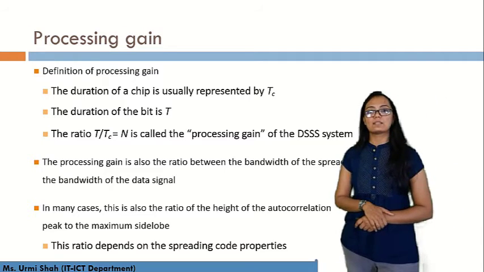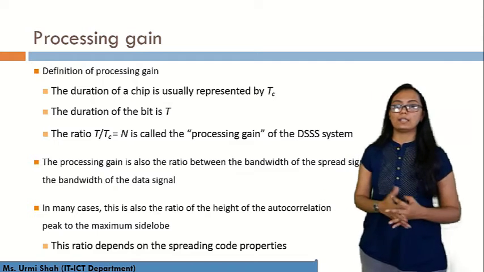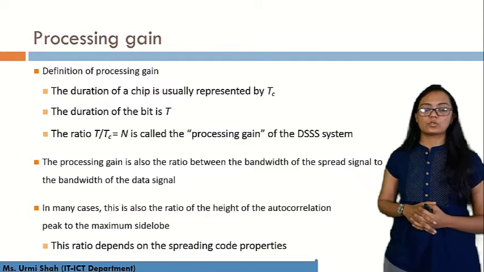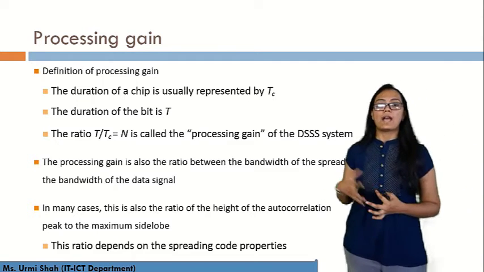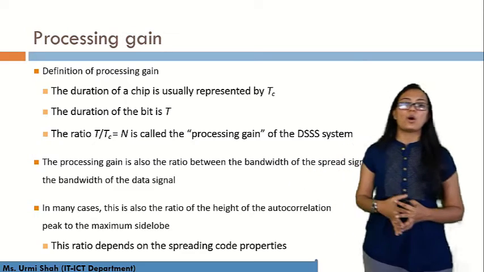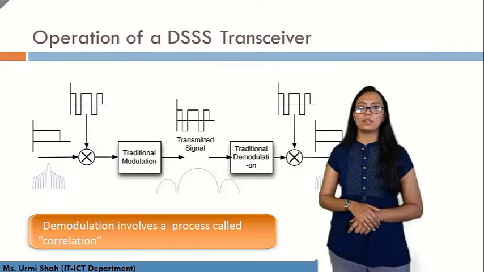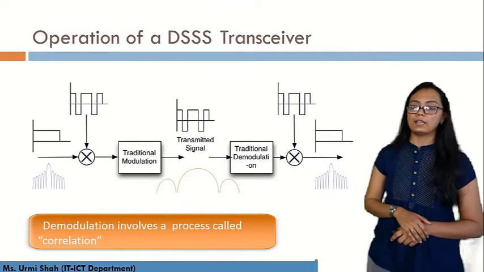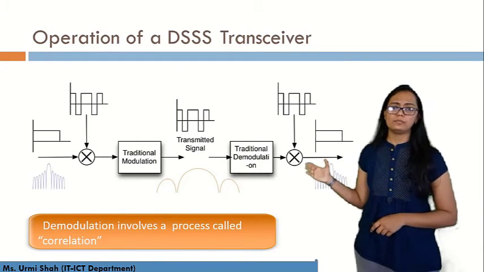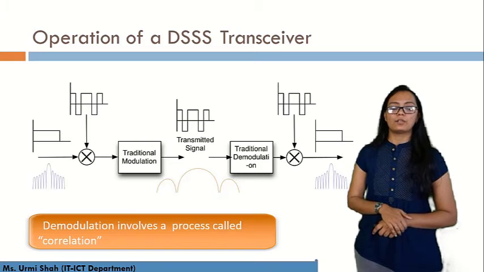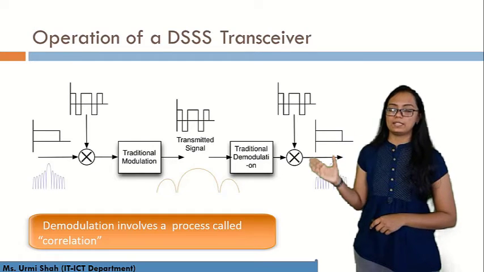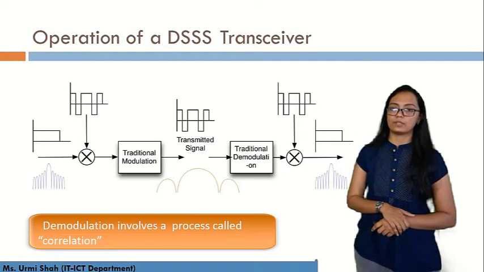In many cases, this is also the ratio of the height of the autocorrelation peak to the maximum side lobe, and this ratio depends on the spreading code properties. So this is how the processing gain is generated. This is the operation which is performed at the SS transceiver.